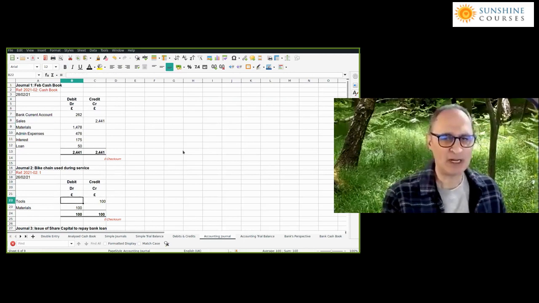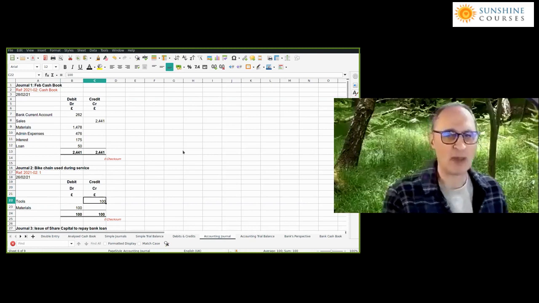Similarly, with the bike chain, I started off with stock, which is an asset, or tools. I reduced the tools, so I reduced my assets. It's the opposite of a debit, which is a credit. It goes on the right because there's an R in credit.